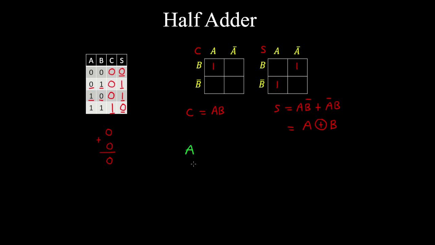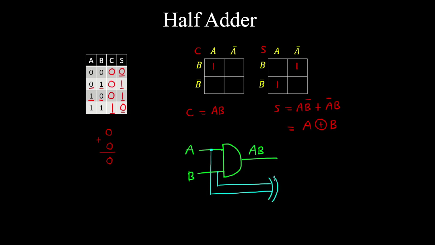So effectively we take in two inputs, and for the carry, we pass those into an AND gate. So that outputs A and B. And for the sum, we have the inputs A and B going to an XOR gate. So this is an exclusive OR that gives the following output.